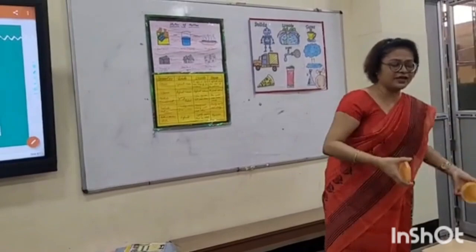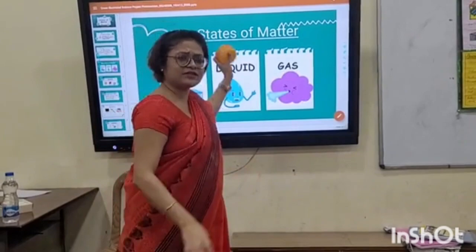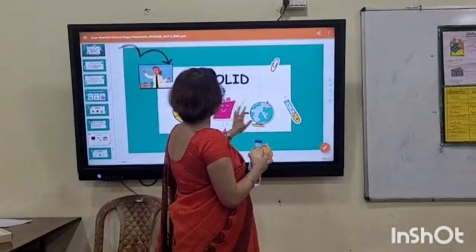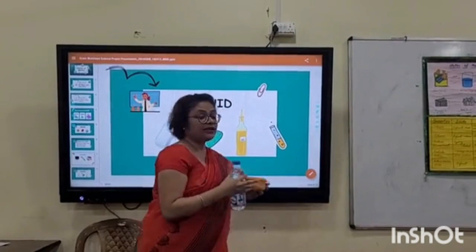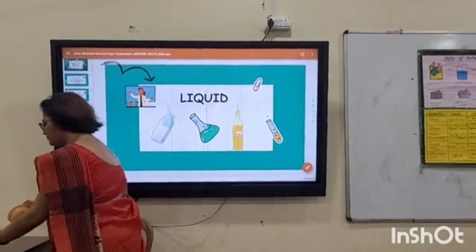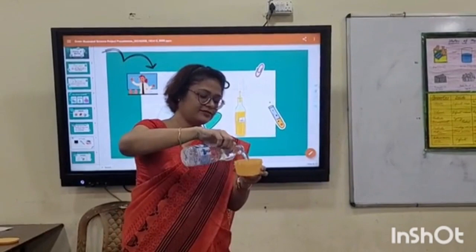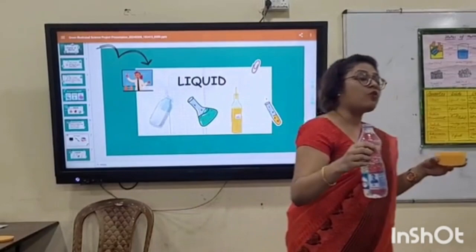Okay, so this is the solid. Anything is solid. This chair is solid, board is solid, everything is solid. Now liquid. Okay. Now solid we can't change, but in liquid we pour it inside my tiffin box. It changes the shape? Yes. Why? Now the question is why?